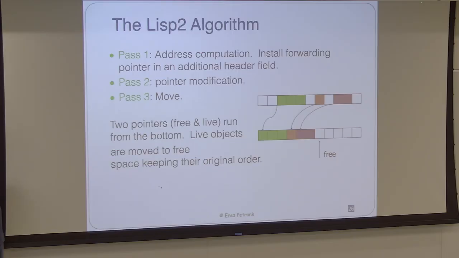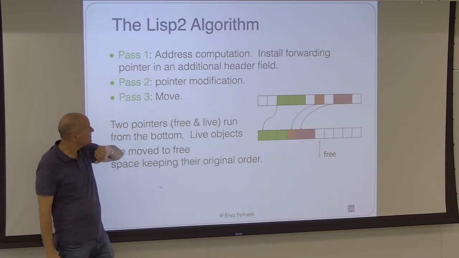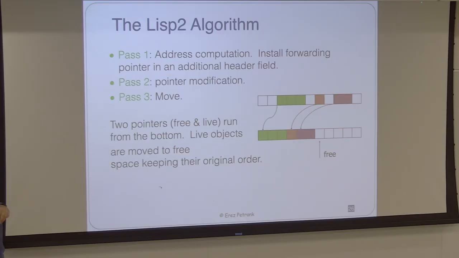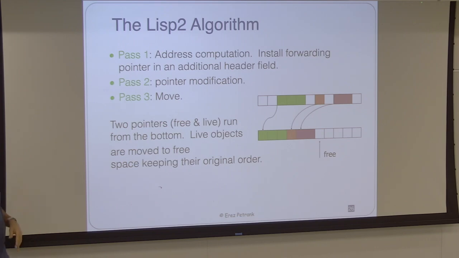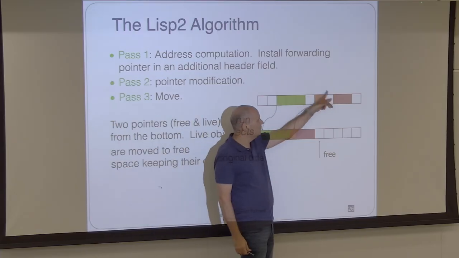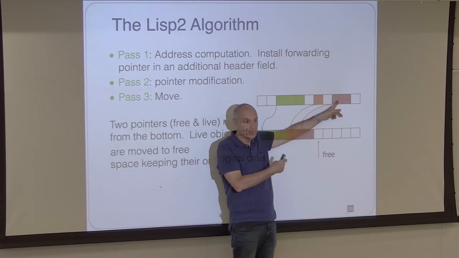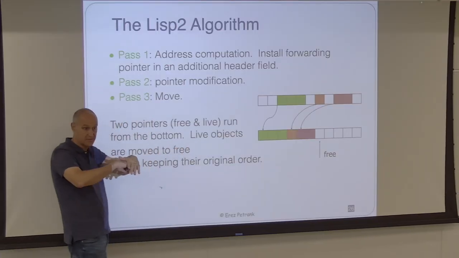Can I merge each of these 2 passes? Can I do the first and the second together? What will happen if I try to modify the pointer while I'm doing the first pass? Right. That's right. So if I have a pointer to an object farther in the heap, I don't know where it moves. I haven't gotten there, and there's no forwarding pointer there. So I cannot do the first and second passes together.